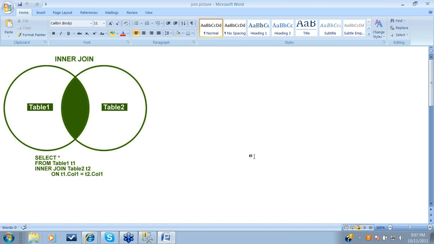Have you seen a diagram like this when you were in school, like 11th or 12th grade? What is this diagram? Venn diagram. Yes, Venn diagram. And what is it explaining? Intersection of two. All right, so this is intersecting two tables together. No, I don't want to talk about the tables.